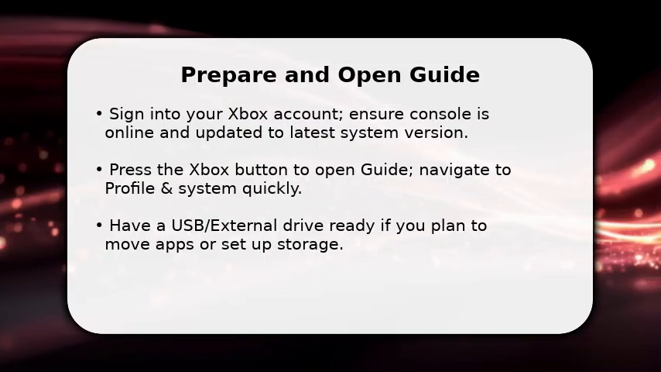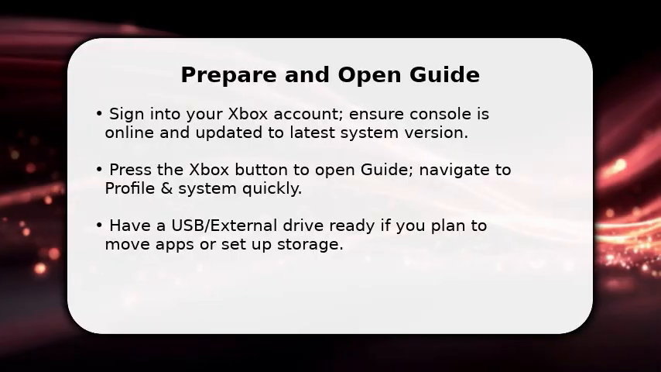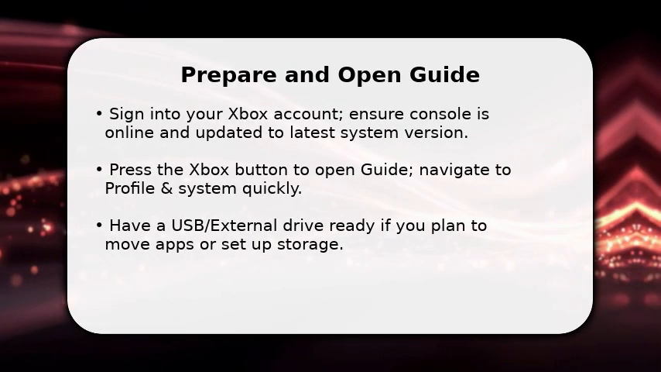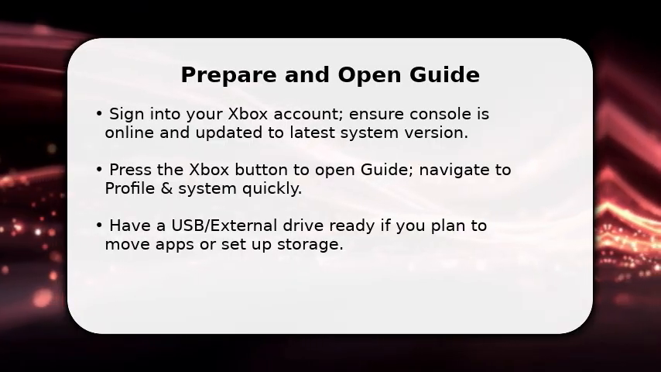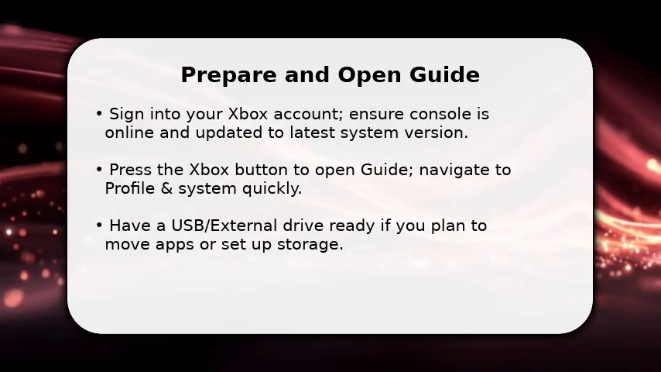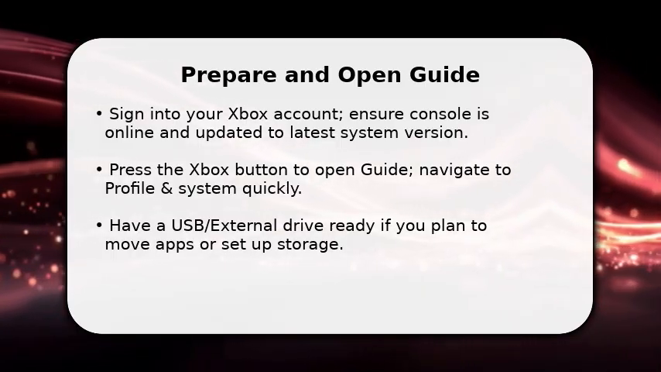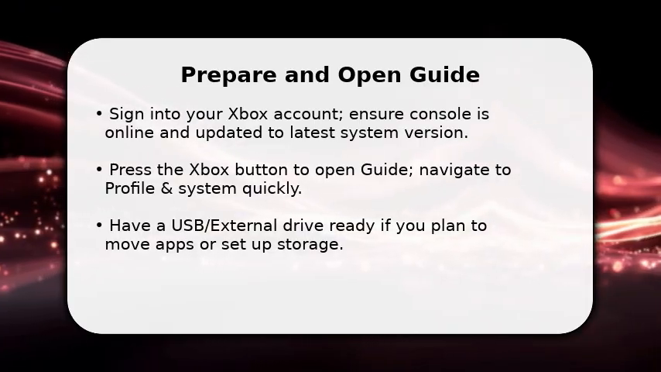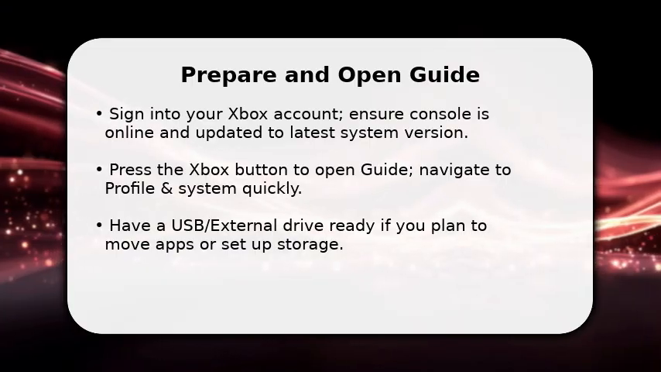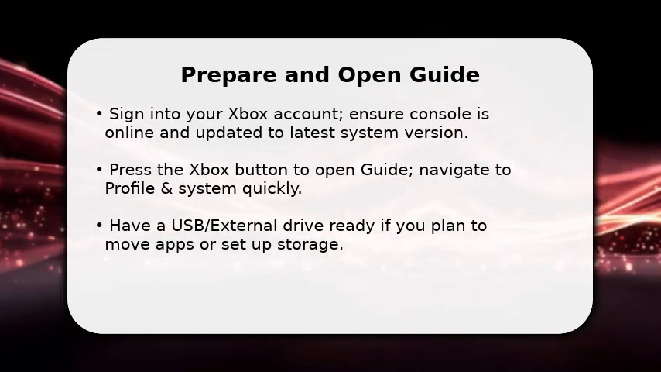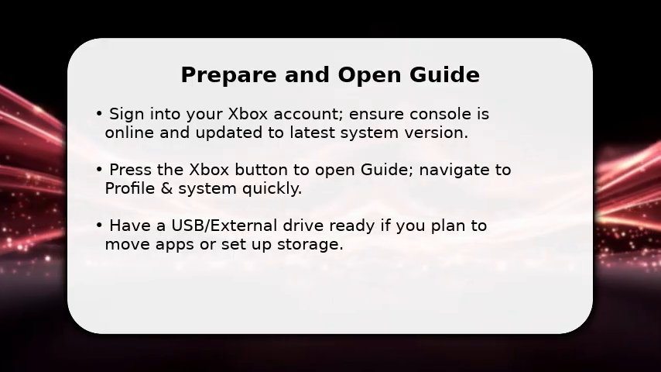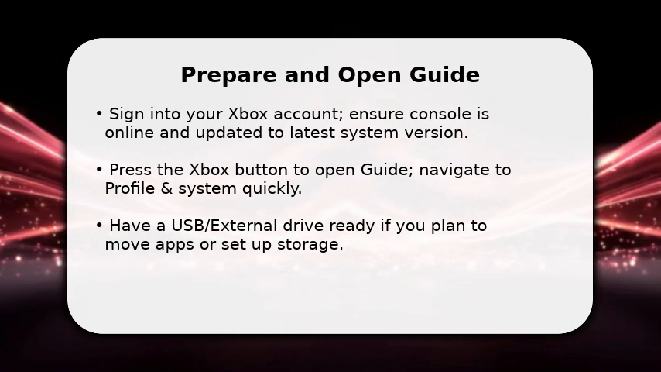You're starting by getting the essentials out of the way. Sign into your Xbox and confirm system updates. Once done, press the Xbox button to open the guide and head straight to Profile and System. This is where personalization lives. Make sure your console is connected to the network so themes and images download. If you intend to move apps or change storage preferences, plug in a USB or external drive now. This puts you in the exact place to begin customizing the home layout.